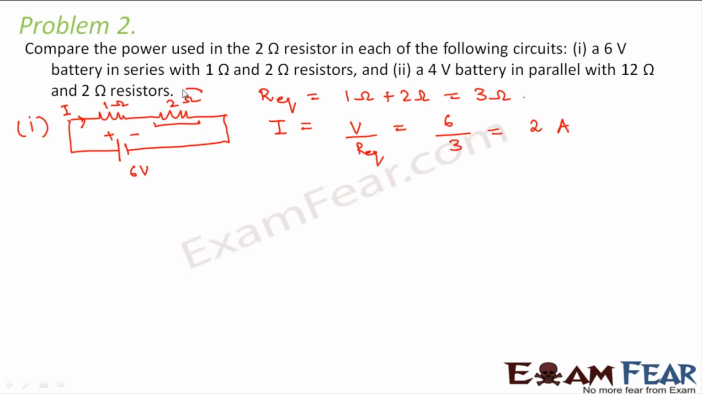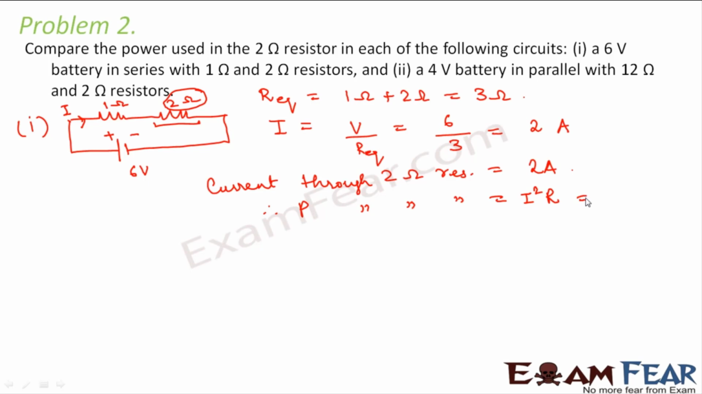So now concentrate on the 2 ohm resistor, because we have to calculate the power used in this 2 ohm resistor. Now what is the current flowing through the 2 ohm resistor? 2 amperes. Therefore power across the 2 ohm resistor will be equal to I square R. I is 2 amperes, R is again 2 ohms. So this is equal to 8 watts. So that means 8 watts of power is used in the 2 ohm resistor.